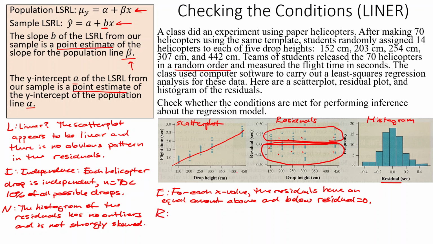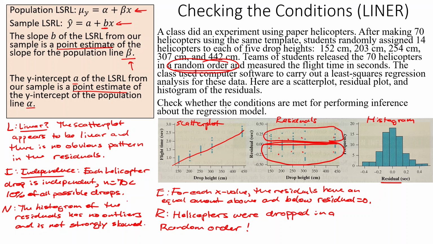And so we had some sort of a random order. Helicopters were dropped in a random order. So there's all of our conditions: our linear condition, our independence condition, this was our normal condition, probably should have written normal here, equal standard deviations, and random.